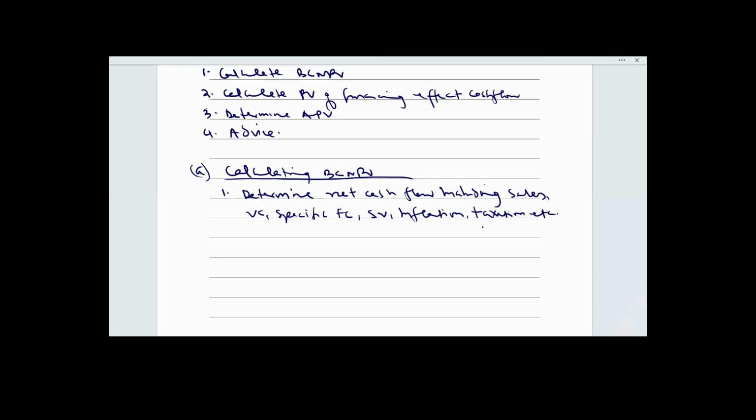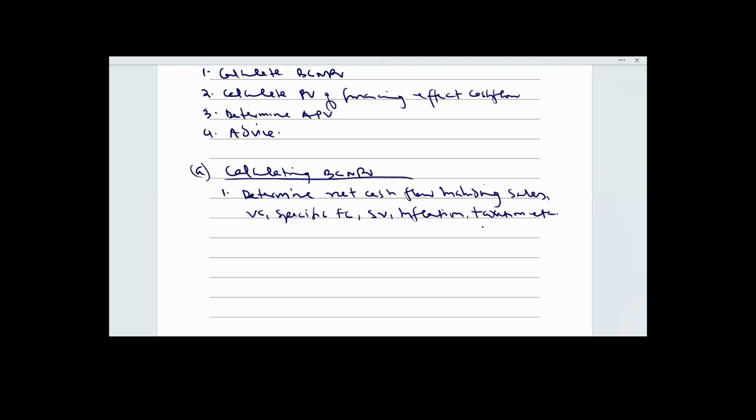So you go to the question, are you given selling price? If yes, is there any inflation on selling price? If yes, then you inflate, you multiply the number of units, you get your sales. Are you given variable costs? If yes, is there any inflation rate on variable costs? You go and inflate, you multiply with units produced, you go and post. All those things you normally do is the same thing you are going to do when you want to calculate your net cash flow, calculating under the base case NPV.